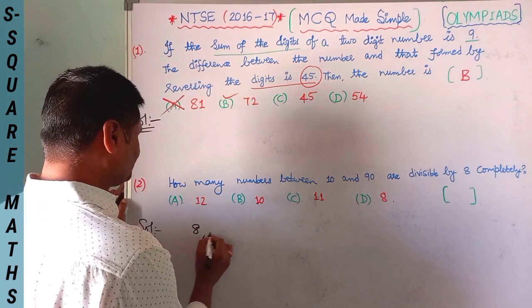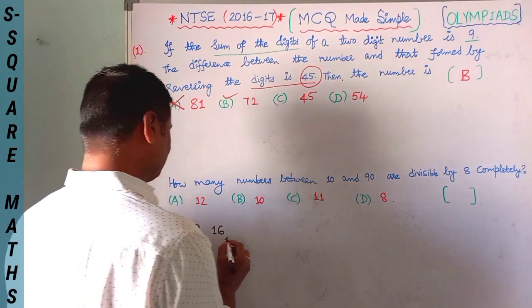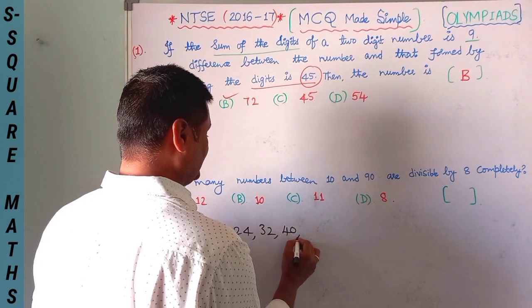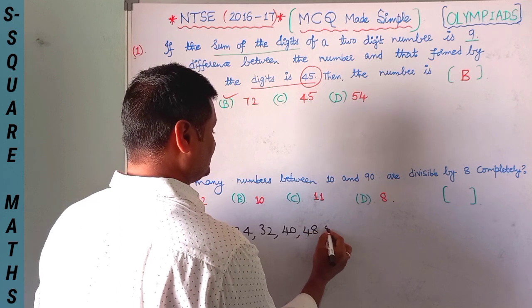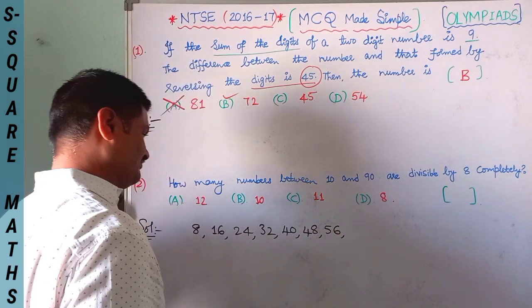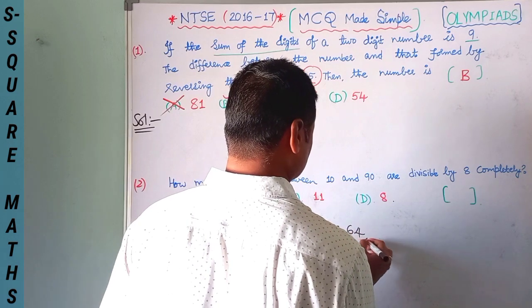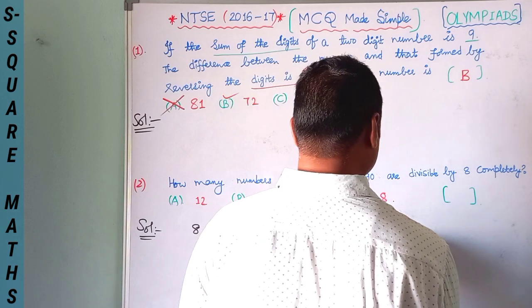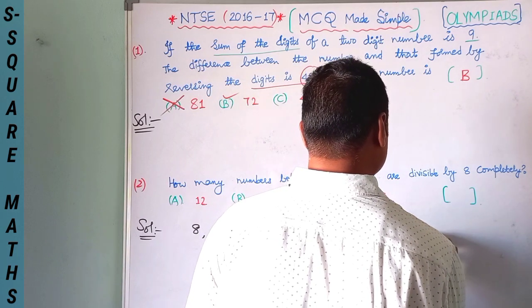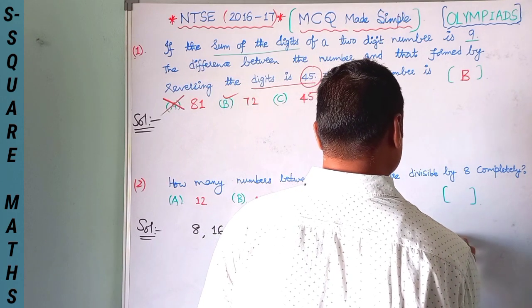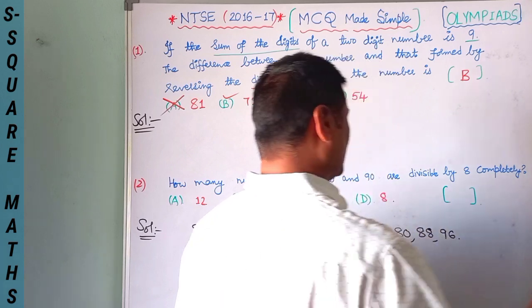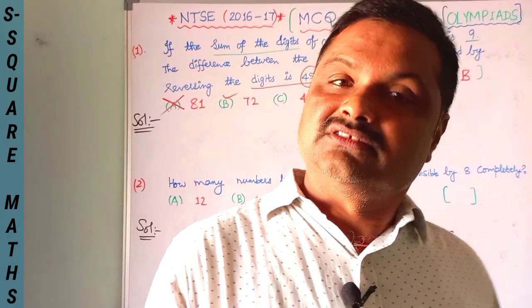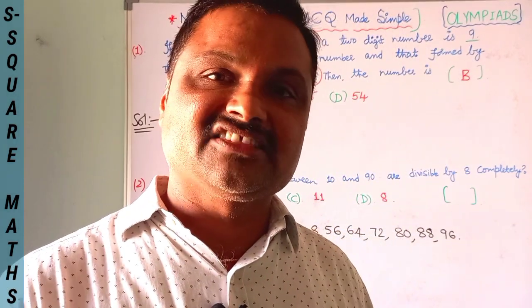So 8, 16, 24, 32, 40, 48, 56, 64, 72, 80, 88, next 96. Later you are going to get one, which number? It is a 3-digit number, but they ask for 2-digit numbers.